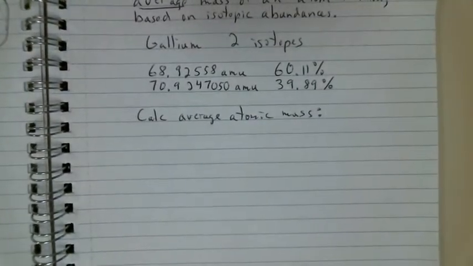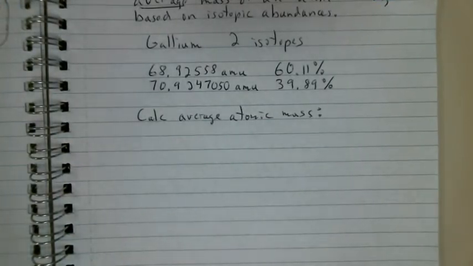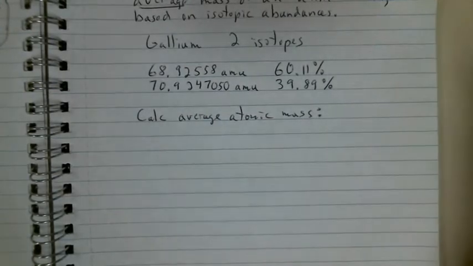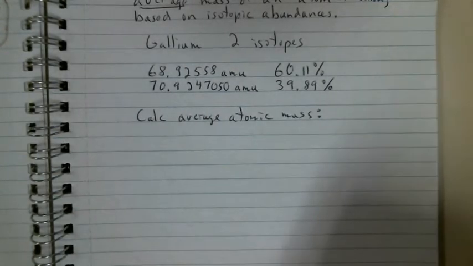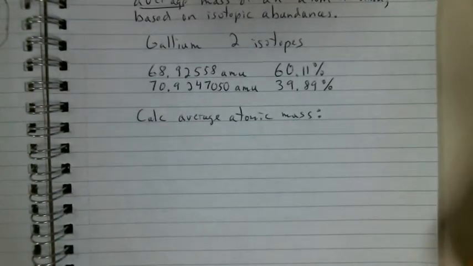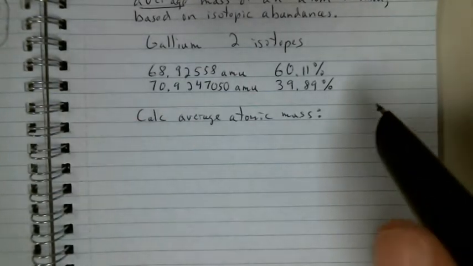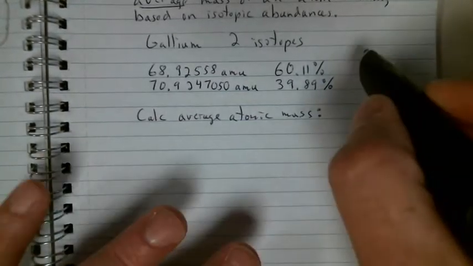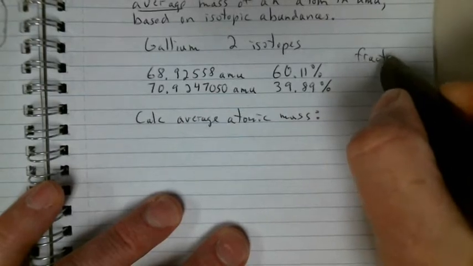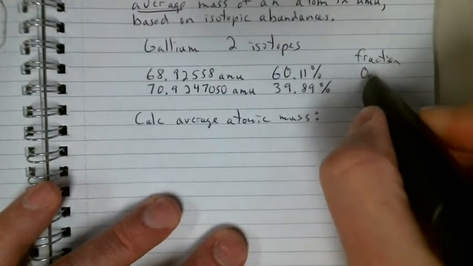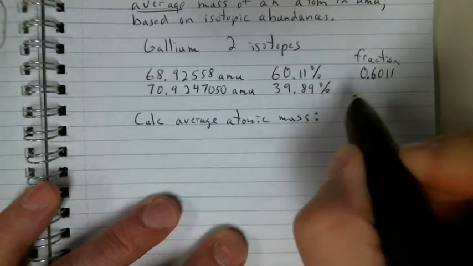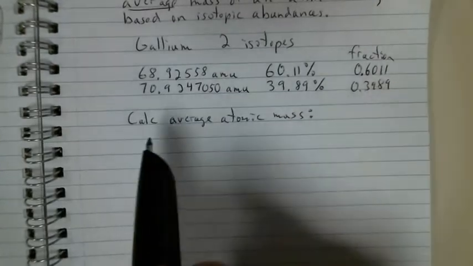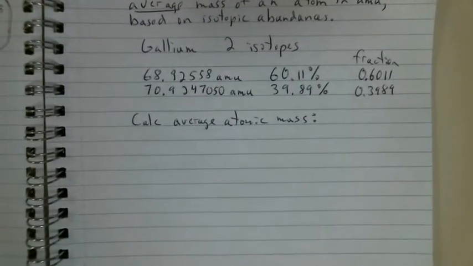So instead, since it didn't seem like the various ways of calculating it were all that helpful, I'm just going to show you the way that you'll have to just remember how to do it. And if you get fractions, you'll be able to do it. So all we do is we take these percentages and convert them to their fractional components. So this divide by 100, right? So the fraction would be 0.6011 and 0.3989. And then you just multiply each fraction times the mass of the isotope and add them together.